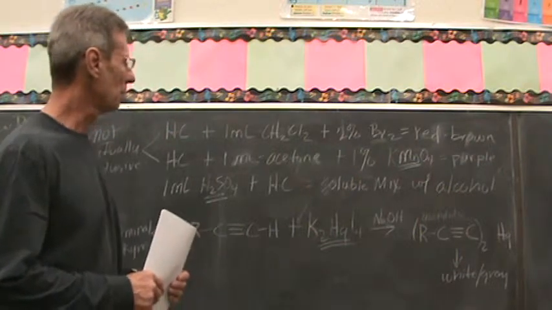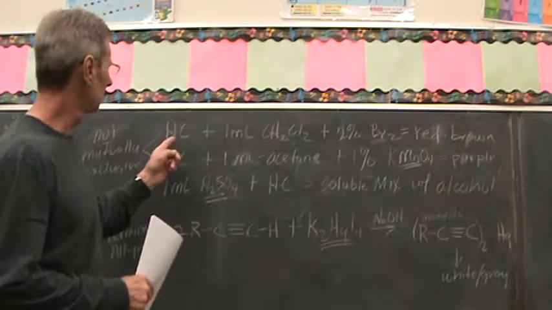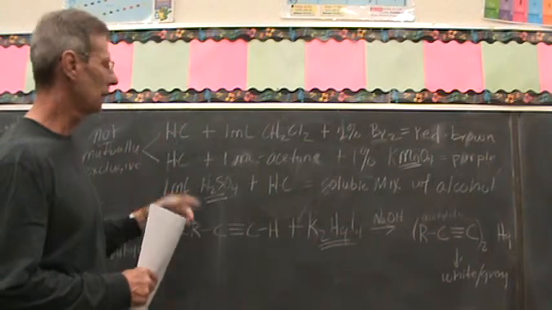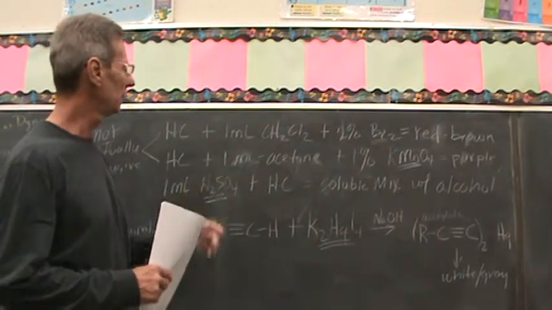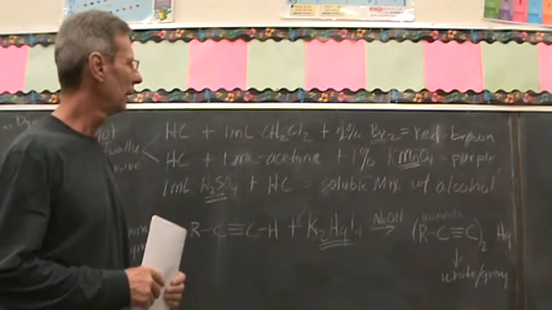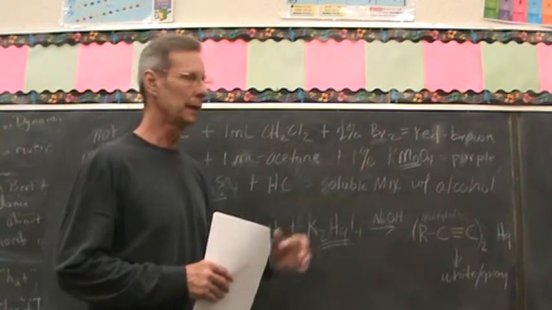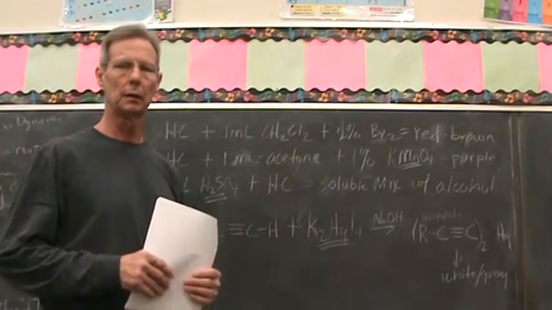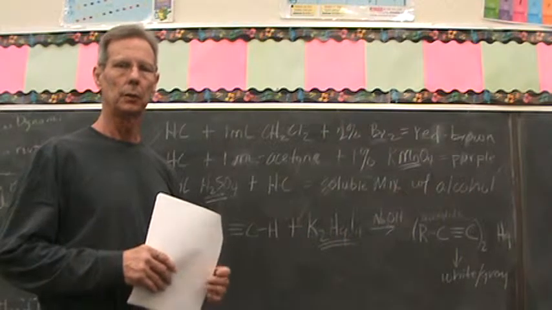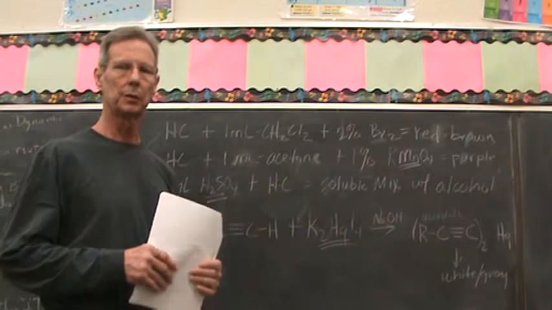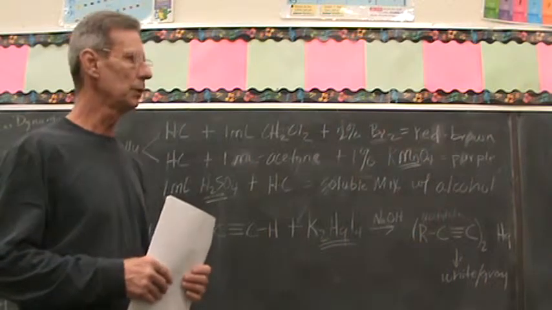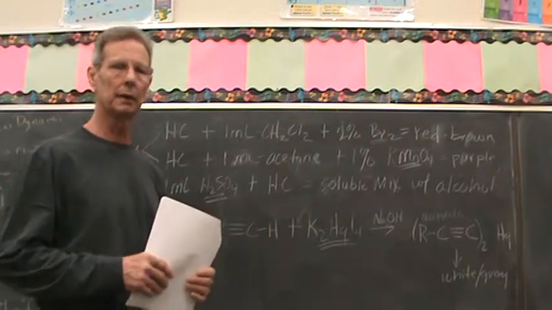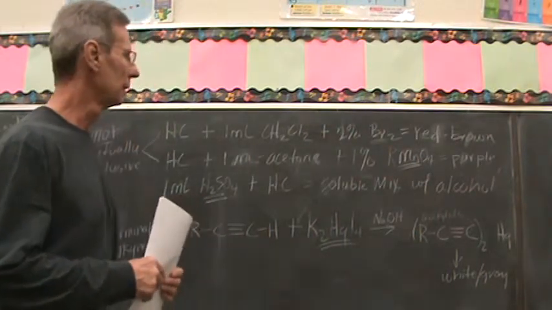We'll start with the bromine. We'll first take the hydrocarbon and place it in the test tube with 1 milliliter of methylene chloride and a 2% solution of bromine and shake it well. The solution should turn a reddish brown color. Then once the reaction occurs and we get a positive result, we should have a clear color solution indicating there is an alkyne or alkene present in that solution.